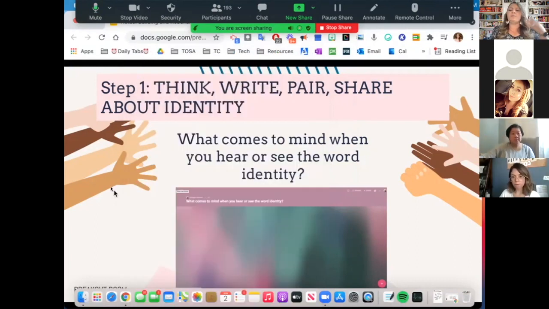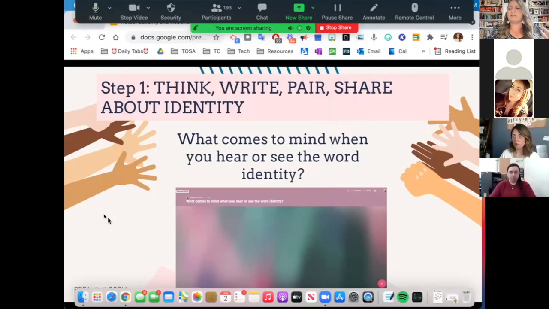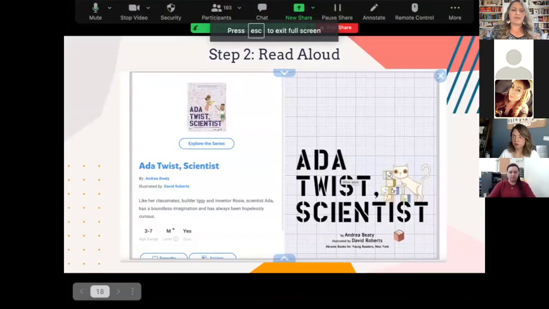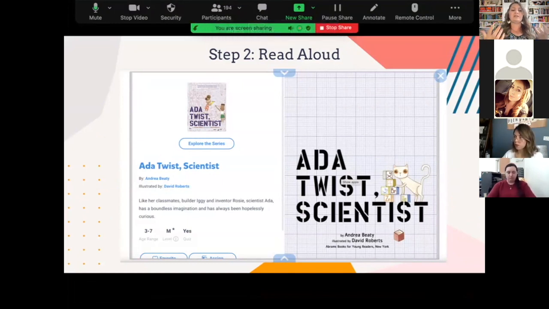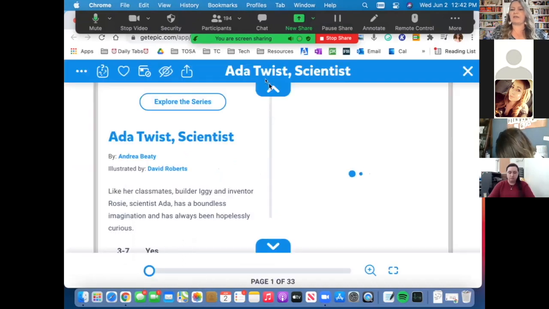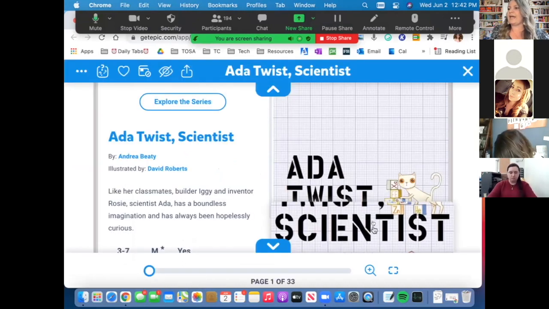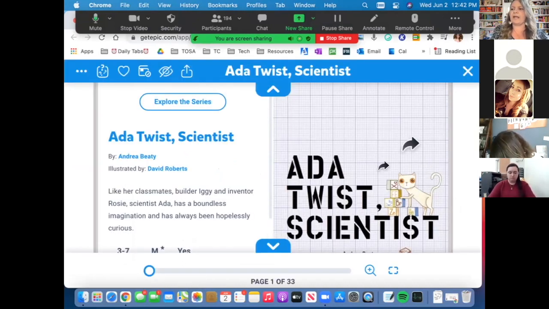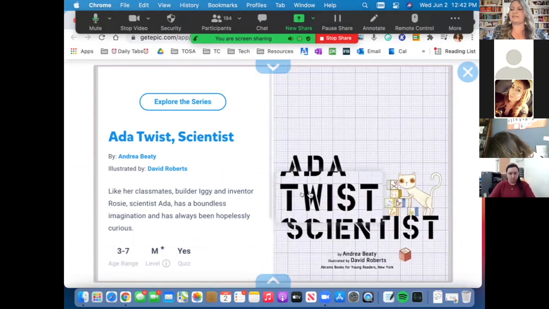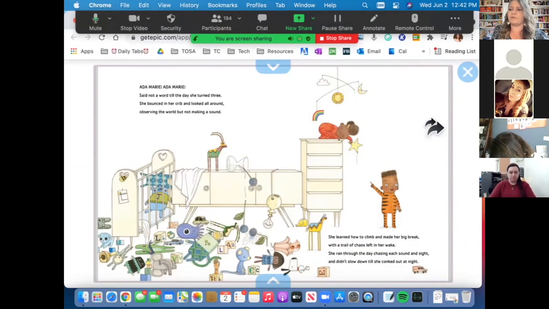Okay, so you would begin with this process of talking about identity. Then you would bring in your book that's going to lead to this work of talking about identity. So I chose this book because it is available on Epic. And I'm not going to read through the whole thing, but I do want to give you a little taste of the book. Maybe some of you have read it already.